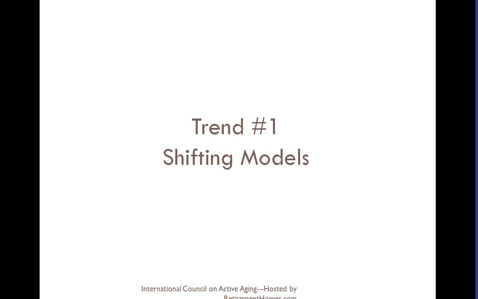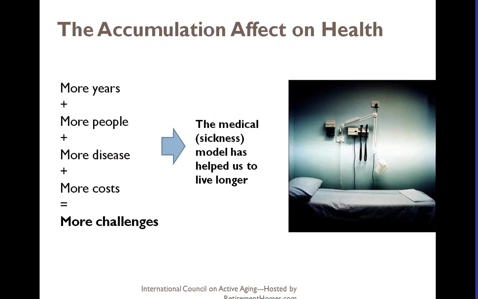shifting models. So what is the current model of population aging, and in many cases, senior living? And that is, or at least the perception of senior living, that there's an accumulation effect of population health happening around population aging.